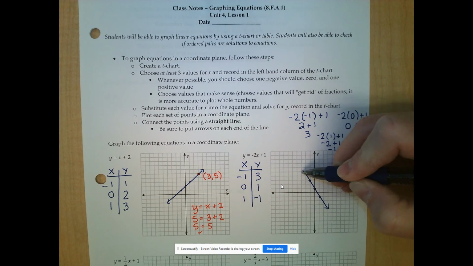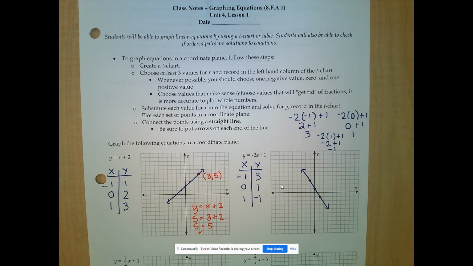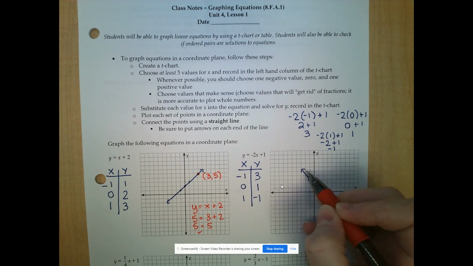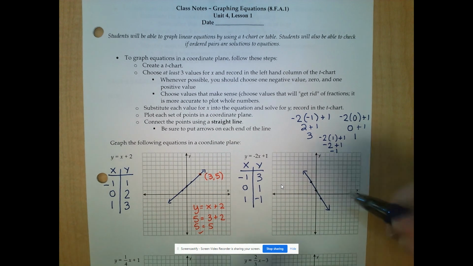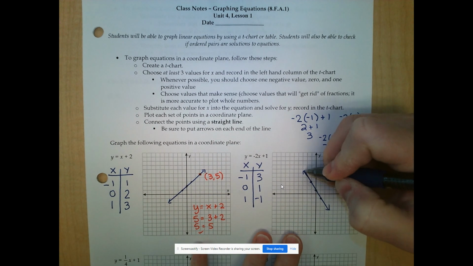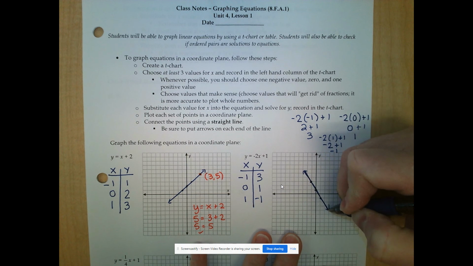The first one was pointing up to the right. So that's a little different. But it is still a straight line. So that's good. We can check again. Maybe we check, I didn't quite draw my line perfectly straight. It should be a little bit steeper than what I've got here.